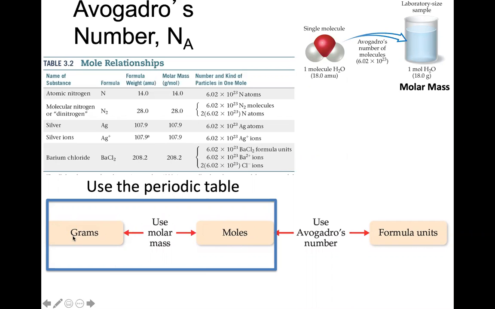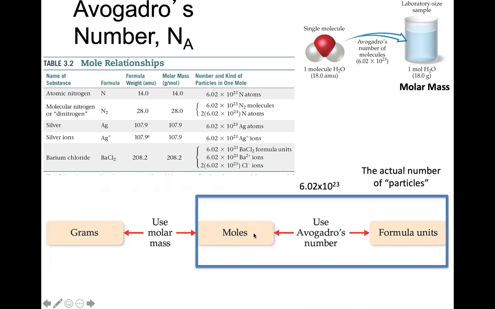Now, if we wanted to think about, well, how many particles do I actually have there? How many atoms are actually there? Well, then we would use our scaling factor of Avogadro's number. That's not really something that we ask very often. We're really going to be frequently going between grams and moles. Occasionally, we might say, well, how many actual particles are there? But our more common skill will be using the molar mass.